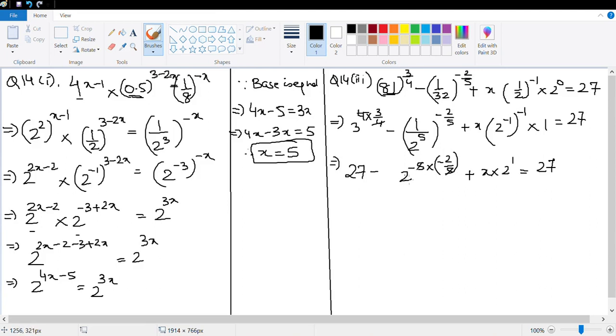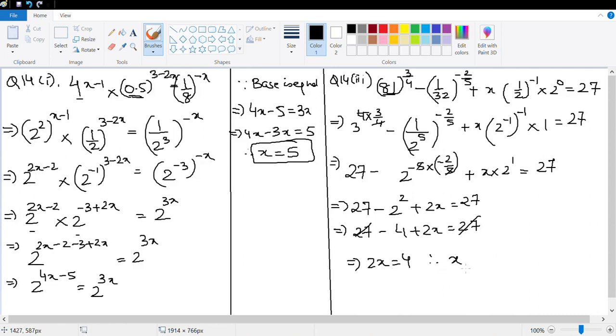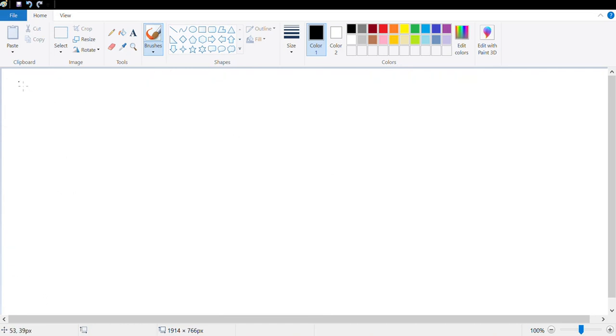This 5 and this 5 get cancelled, so this is 27 minus 2 to the power negative 1 into negative 2, that's 2, plus 2x is equal to 27, which means 27 minus 4 plus 2x is equal to 27. This and this get cancelled, which means 2x is equal to 4. Therefore, x is equal to 2. They've asked us to solve for x. We've calculated the value of x. Let's move on to the last question of this exercise that we will solve.